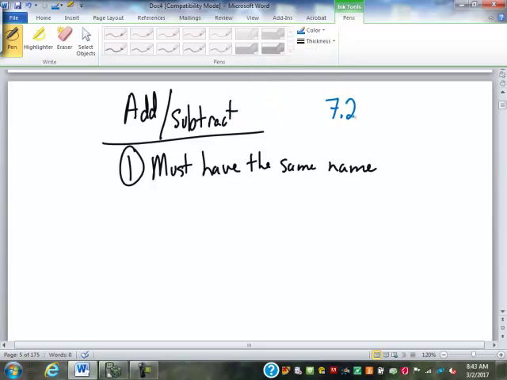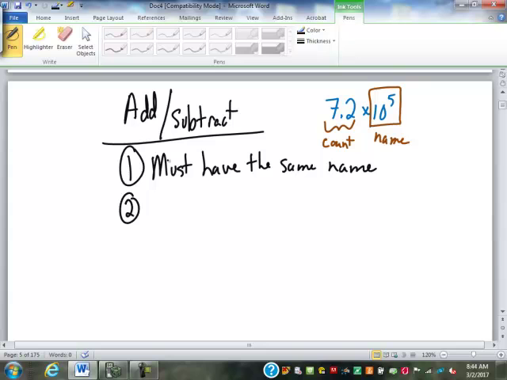So if I have something like 7.2 times 10 to the fifth, what part of that implies a place value? Actually, it doesn't even imply, it just flat out states a place value. The 10 to the fifth is the place value. That is the name. So the 7.2 is the count. So when we're dealing with numbers in scientific notation, to add or subtract, they must have the same power of 10.